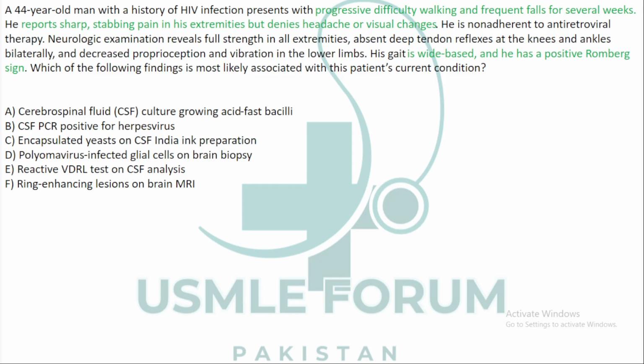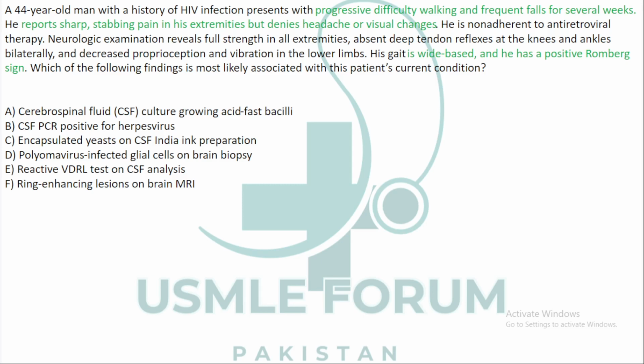Option D, polyomavirus infected glial cells on brain biopsy. That's JC virus causing PML, progressive multifocal leukoencephalopathy, which causes demyelination of white matter. You would expect focal neurologic deficits, motor weakness, vision problems, cognitive changes, not dorsal column. So again, that's incorrect.